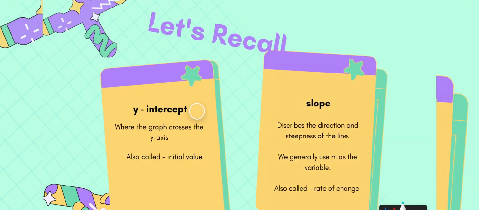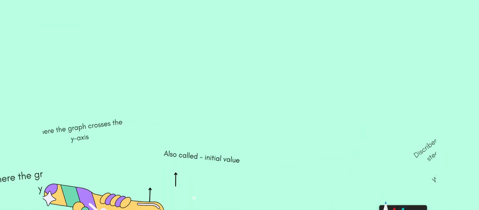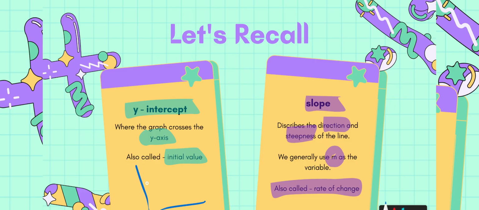Then we have our y-intercept. This is where the graph crosses the y-axis. It's also called the initial value. This is because when we have a graph that is a single quadrant like this, like we've been looking at a lot, and we have a positive slope going up like this, this is where the graph starts, right here on the y-axis. So that's why it's originally called the initial value.